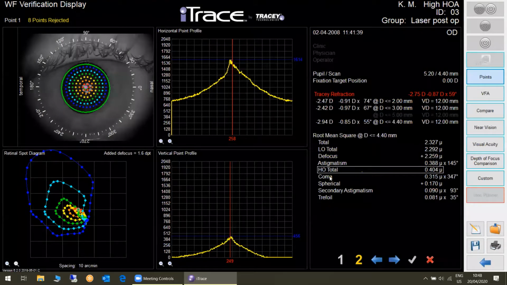So we see coma is 0.31, so three quarters of it is coma. So the patient has coma, he sees double images. A little bit elevated is also the spherical, and that means the patient has glare and halo. So you don't have to know this by heart. I have a button that can help you, VFA.